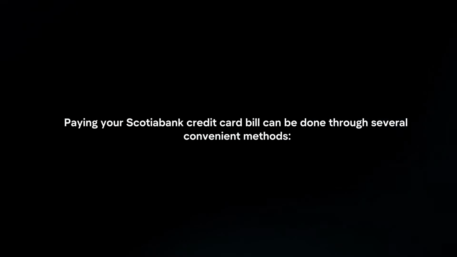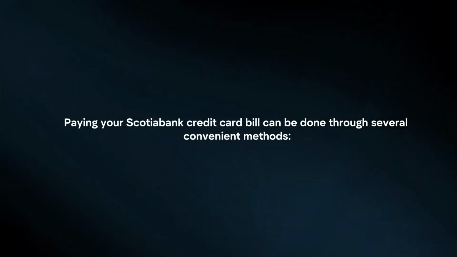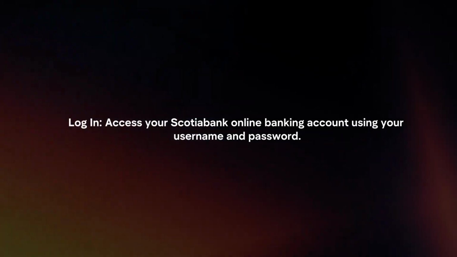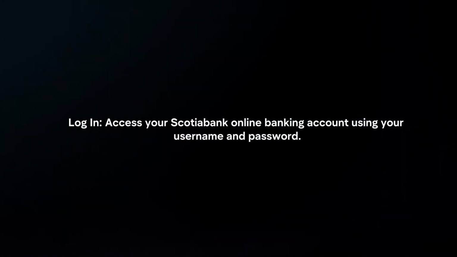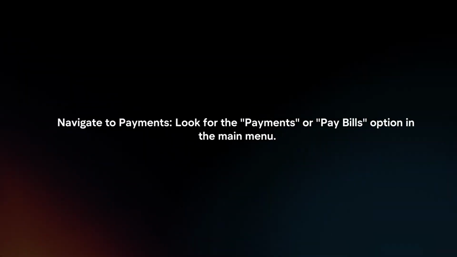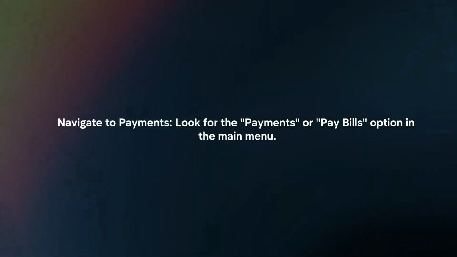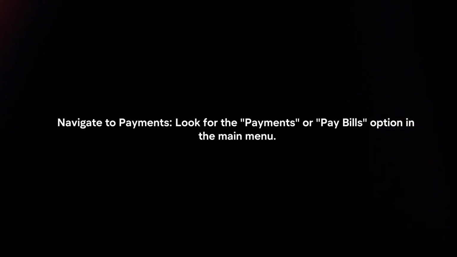Paying your Scotiabank credit card bill can be done through several convenient methods. Online banking. Log in. Access your Scotiabank online banking account using your username and password. Navigate to payments. Look for the payments or pay bills option in the main menu. Select your credit card. Choose your Scotiabank credit card as the payee.